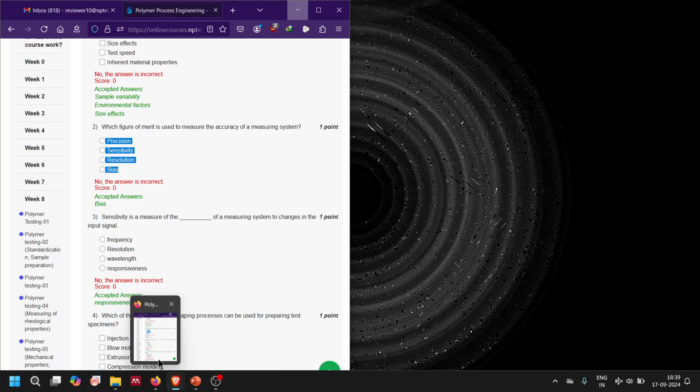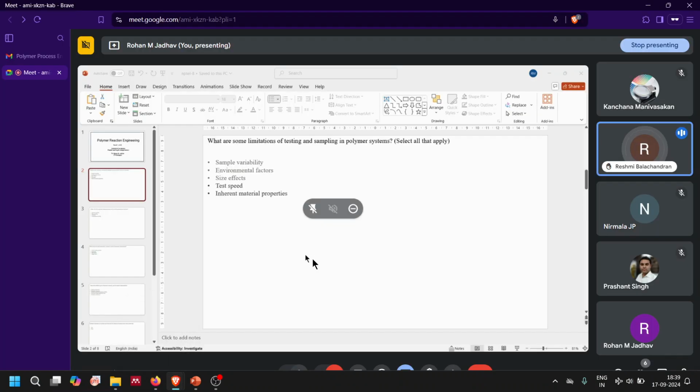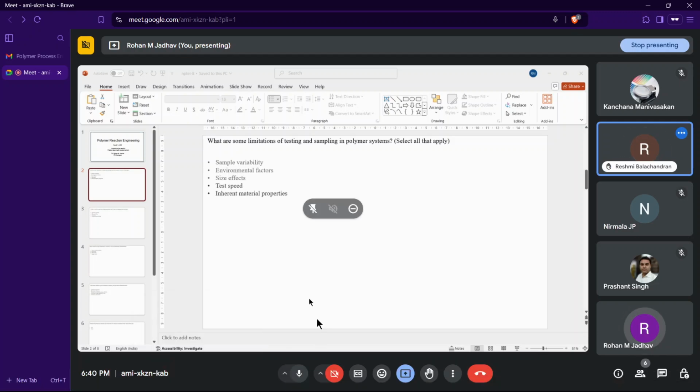What about the rotational rheometer that has not been mentioned there? I'll explain it much better. I don't have the specific material for the rotational rheometer right now. Does it come under direct or indirect, sir? Rotational will come under direct only. It's not a shaping method. It's not molding. It's just for measurement.